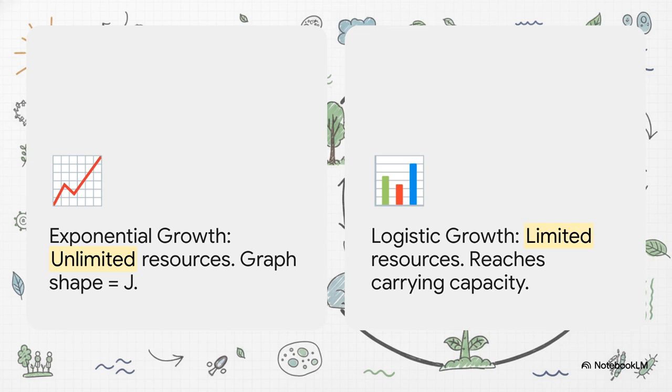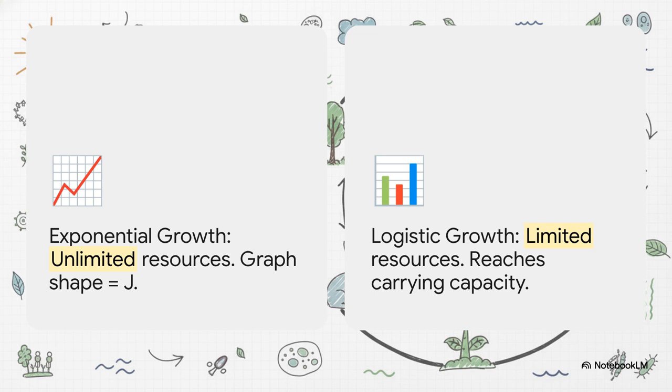This is a classic exam comparison. You've got exponential growth, also known as the J-curve. This is what happens when resources are totally unlimited. The population just skyrockets infinitely. But in the real world, resources are limited, right? Which gives us logistic growth, or the S-curve.